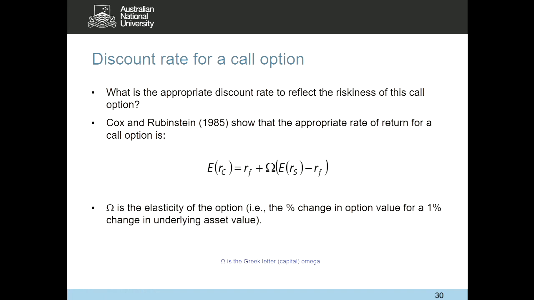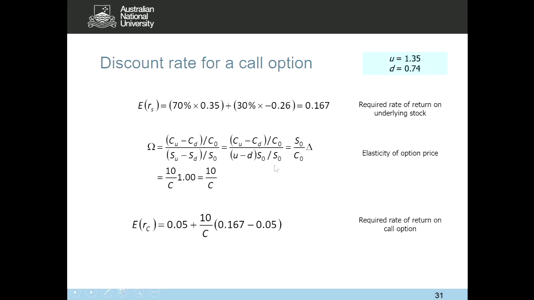Okay, so we get the share price return, and the next thing we need to do is to calculate this omega. So this omega measures the elasticity, as I mentioned before. Well, this omega starts off with a very ugly formula here, but if you rearrange this equation, this whole omega equation would boil down to this stuff here, which is simply the share price divided by the call option price multiplied by delta.